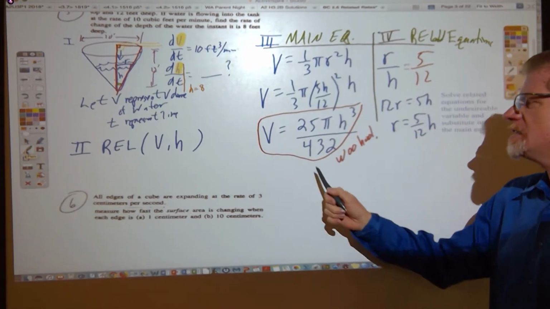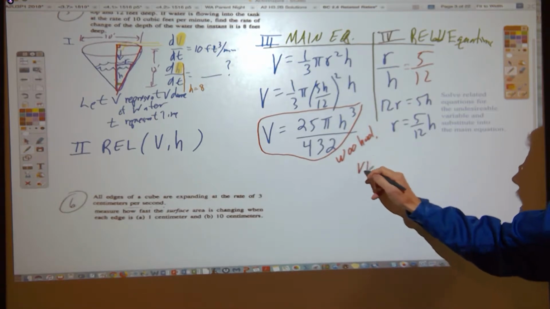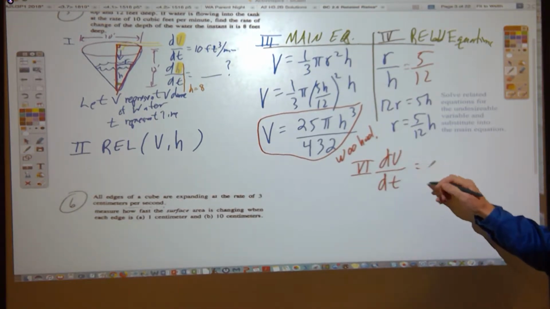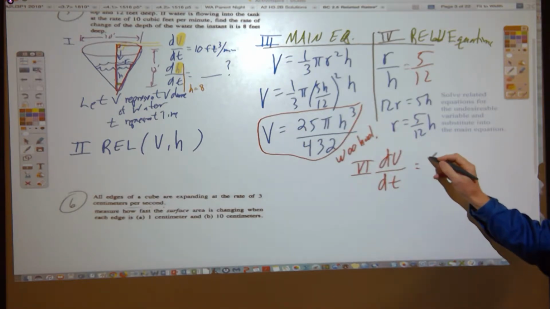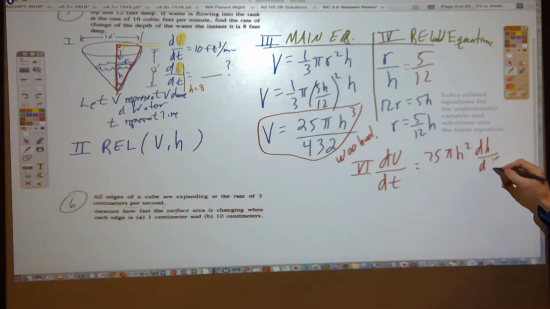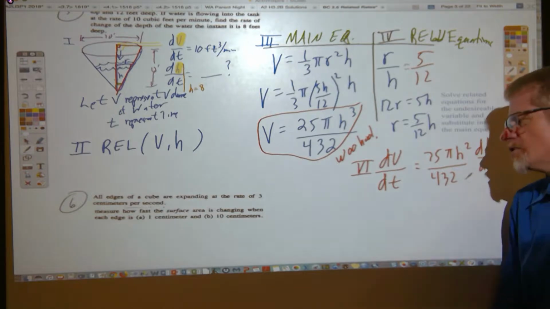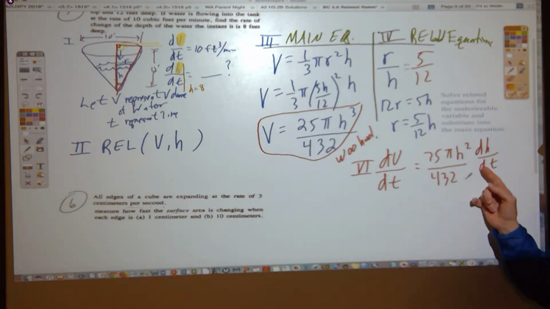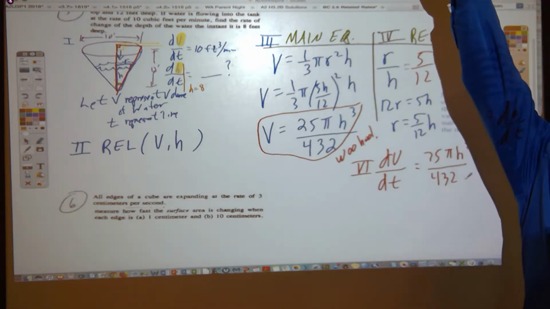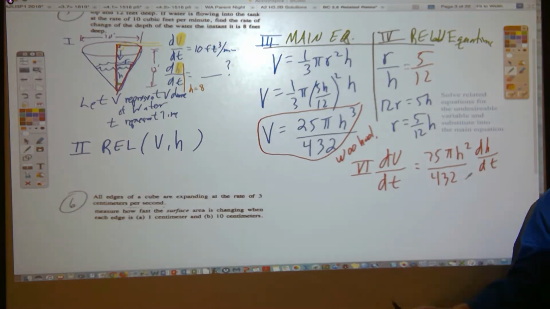Let's see if you know how to differentiate both sides of the celebrated equation with respect to t. I hope your Roman numeral 6 looks like dV/dt equals 25 times 3, which is 75, pi h squared dh/dt, and 432 is part of the scalar that tags along for the ride. Raise your hand if you agree that dV/dt is 75 pi h squared dh/dt all over 432. Okay, it looks like about 40% of you agree with that. Any questions on how to get dV/dt?